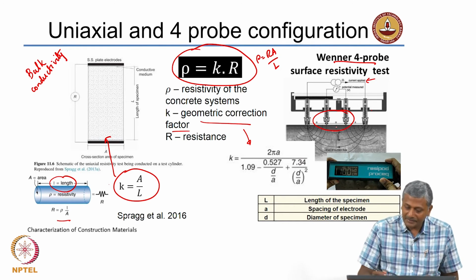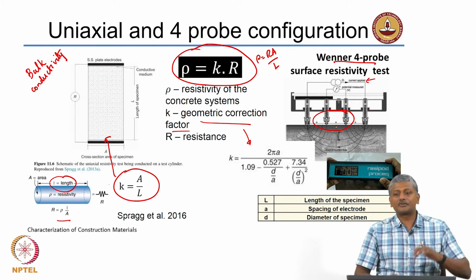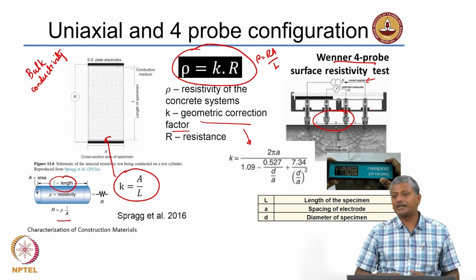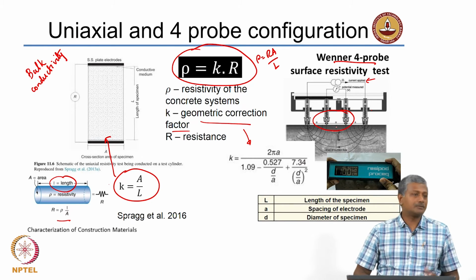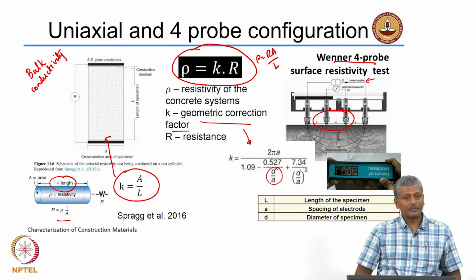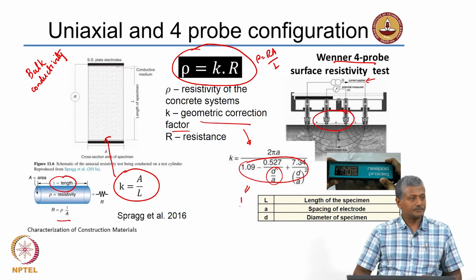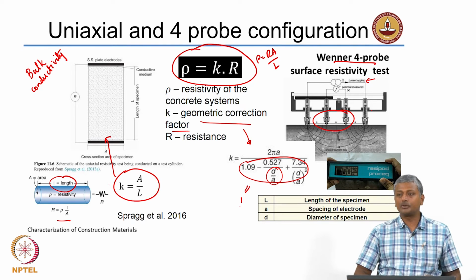Now, what happens is generally we apply this to systems where the size of the specimen is much larger as compared to spacing between electrodes. So, when you apply this to this equation, what will happen? D by A will be a very large number because D is very large compared to A. In other words, this entire thing will go up to about 1. That is why we have a numerator typically used for calculation as simply 2 pi times A.